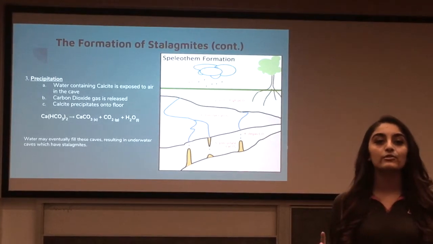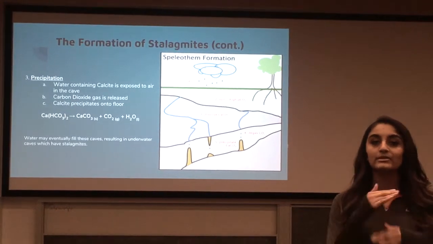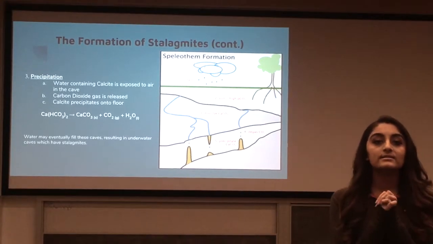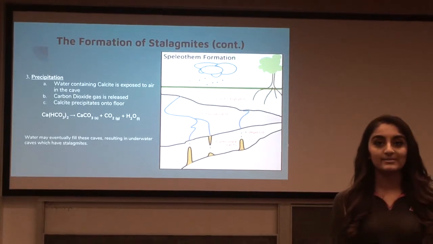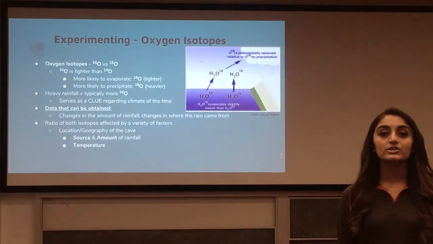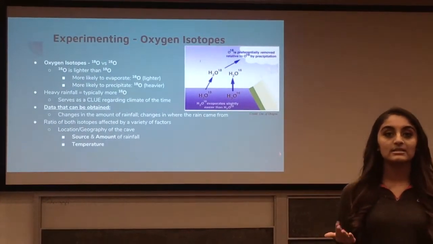And over time, you have the formation of stalagmites because the precipitate builds and builds and builds. And sometimes the water may come into the cave, forming underwater caves with stalagmites. And scientists look at two isotopes within the stalagmites to understand them.